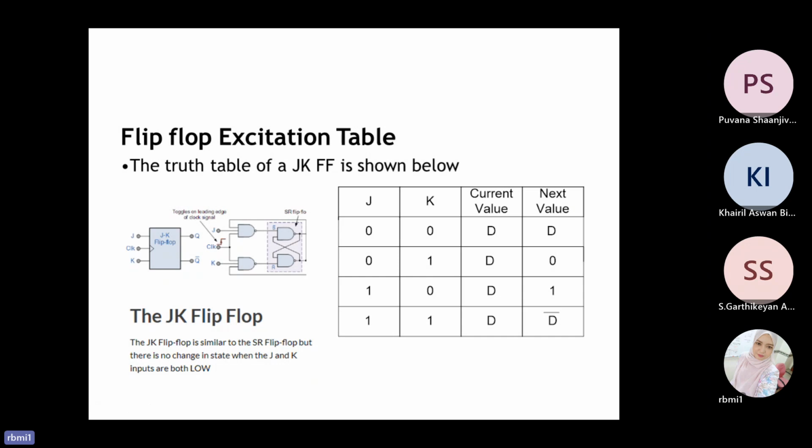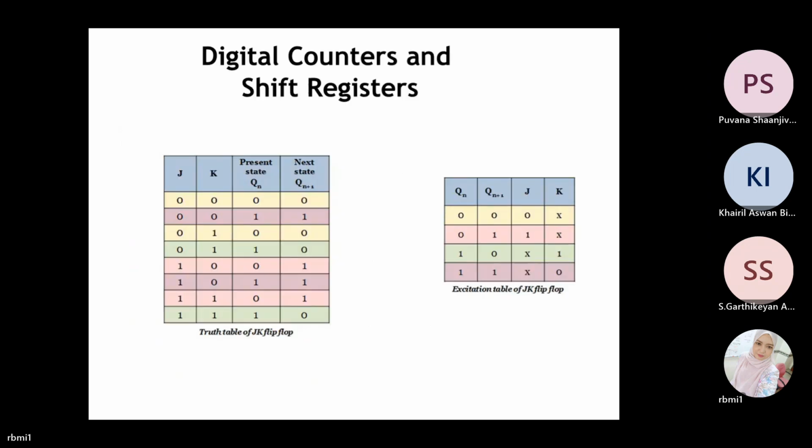The excitation table has the minimum input which will excite or trigger the flip-flop to go from its present state to the next one. This is for input low, 0, and this is for input high. For the next value it will trigger or toggle. Okay, this is the truth table for JK flip-flop, and this is the excitation table for JK flip-flop.